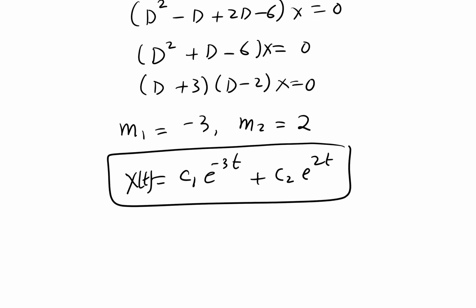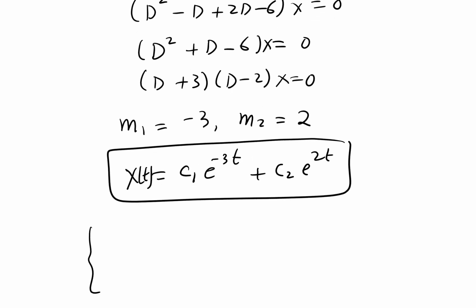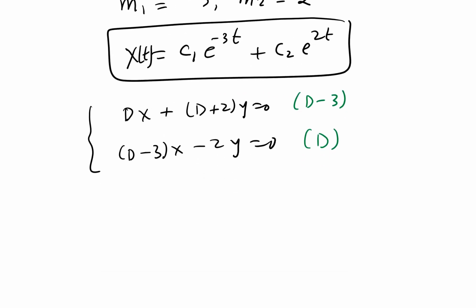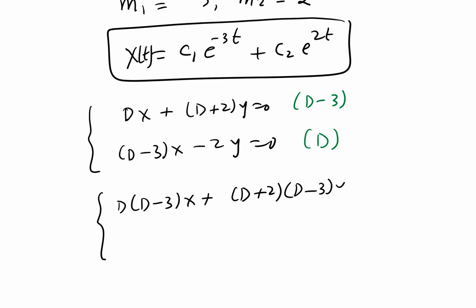I was able to solve for x because I eliminated the y. Now let me write the system again and see what we're going to do to solve for y. To solve for y, I have to eliminate the x. So you multiply the top by (D minus 3) and the bottom by D, and then subtract. We get D(D minus 3)x plus (D plus 2)(D minus 3)y equals 0, and D(D minus 3)x minus 2Dy equals 0.